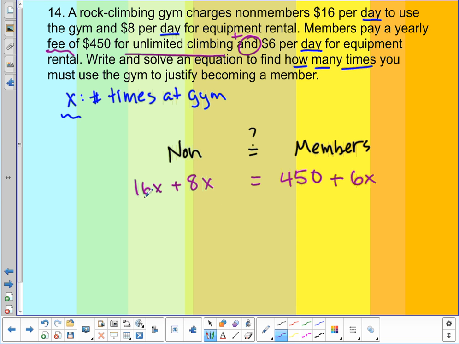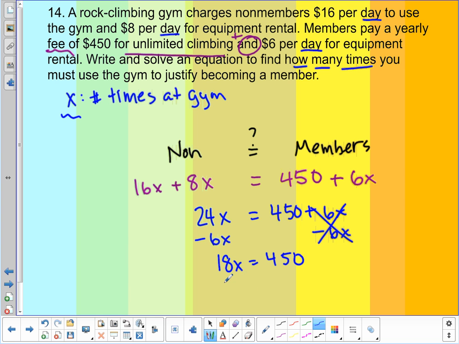Over here on the left, I see that I have like terms that can be put together. 16 plus 8 gives me 24. So I have 24x is equal to 450 plus 6x. I also notice that I have x's on both sides that I need to subtract. So I'm going to subtract this 6x over to the other side so that my x terms are then together. That gets rid of that. 24 minus 6 is 18. So I have 18x is equal to 450. Then I also need to divide by the 18, and that will give me my answer. I end up with x is equal to 25.